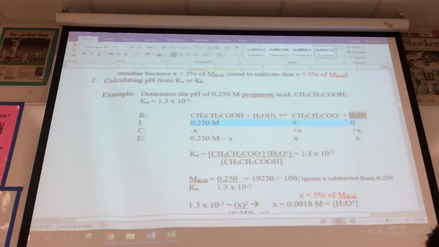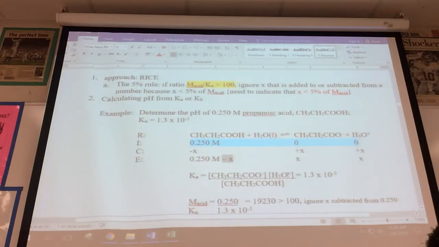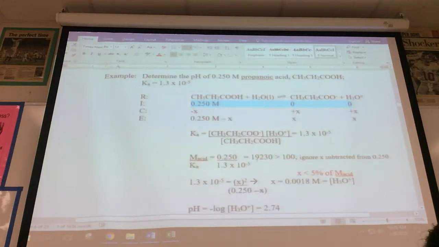That 5% rule is what you're looking at right here. The molarity of the acid, 0.25, divided by 1.3 times 10 to the negative 5, is going to be larger than 100, and that's what's shown right here. If it's larger than 100, you can pretend as if this isn't even here, and you're always going to be canceling that, making it very straightforward.